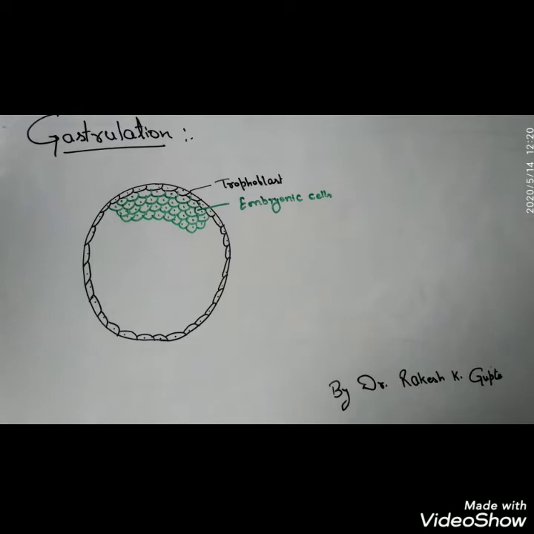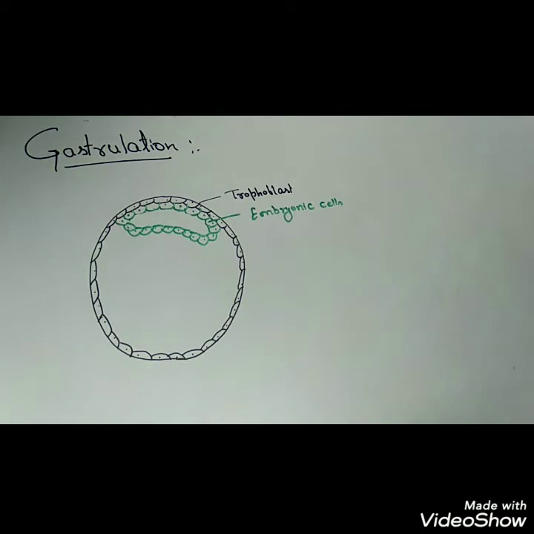Before we go with the topic of gastrulation, let me remind you the basic structure of blastocyst because it acts as a base for the present topic. The blastocyst is a ball-like structure having an outer layer of trophoblast cells and inner embryonic cells that lie toward the animal pole, which is also called the embryonic pole, and the cavity is called the blastocele.